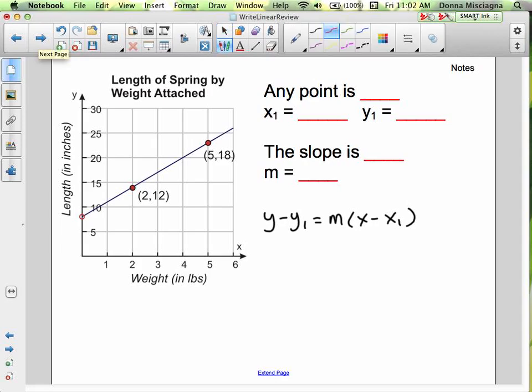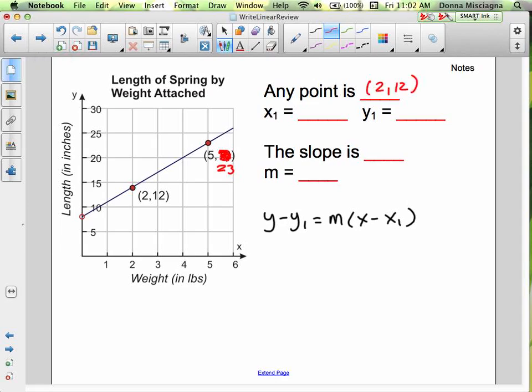It looks like I've got 4,20 as a point, but not 5,18. Maybe these are just listed incorrectly. That looks more like 5,23. Let's just change that because it doesn't match the graph at all. I, by the way, did not create the graph. I just appropriated the graph. So let's make that 5,23 now that I'm looking at it. All right, so any point, let's use 2,12.